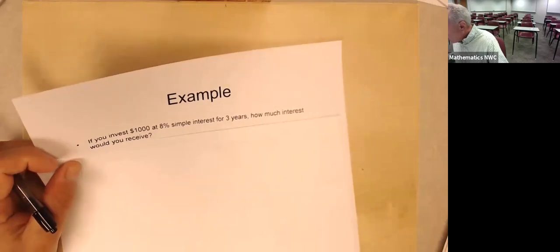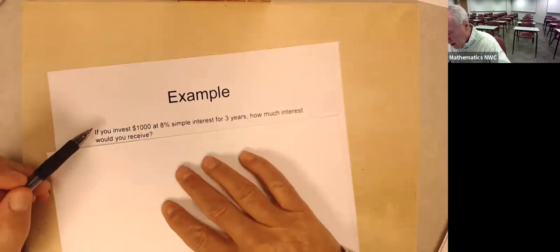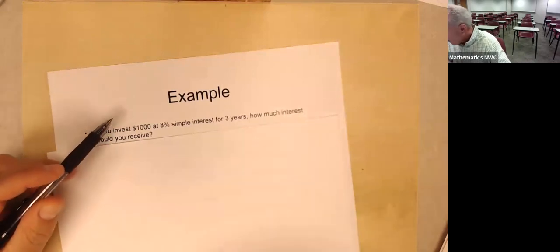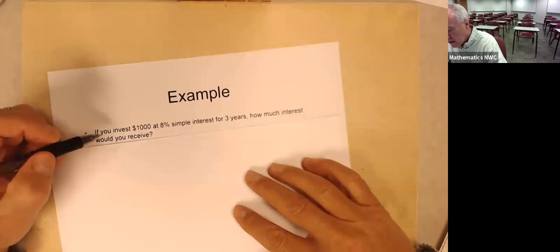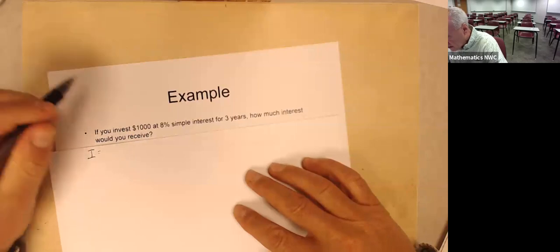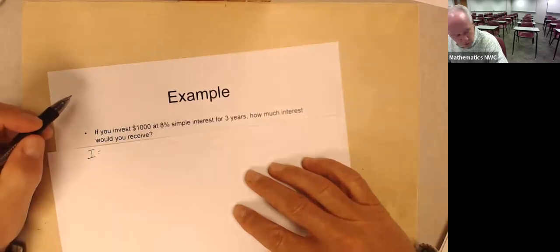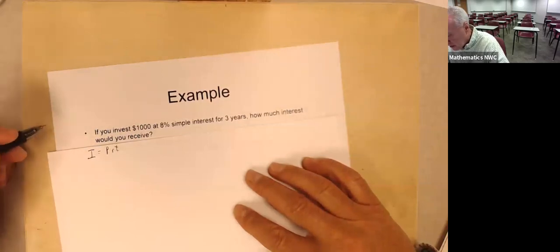Let's start off with a particular example here. If I invest $1,000 at 8% for 3 years, how much interest would I receive? This is as simple a problem as we'll get for interest. We're looking at simple interest. It told us that. That formula for simple interest was the principal times the rate times time in years.